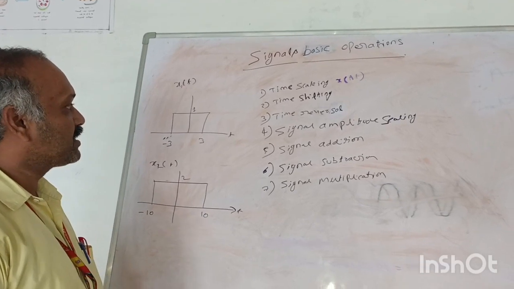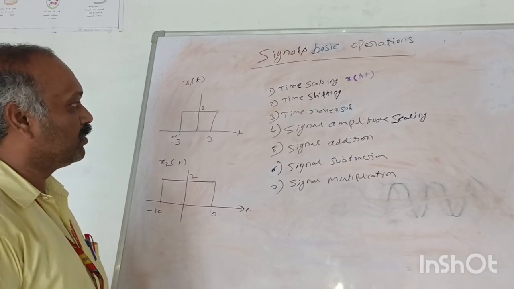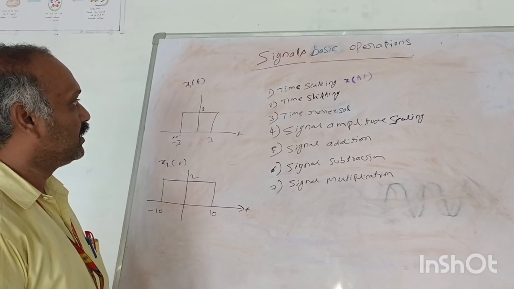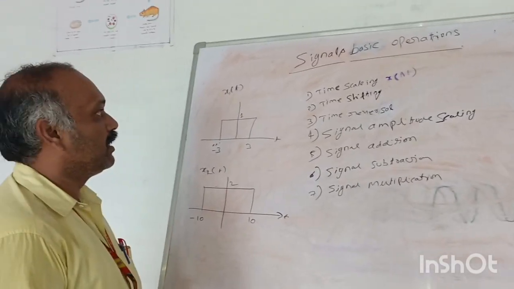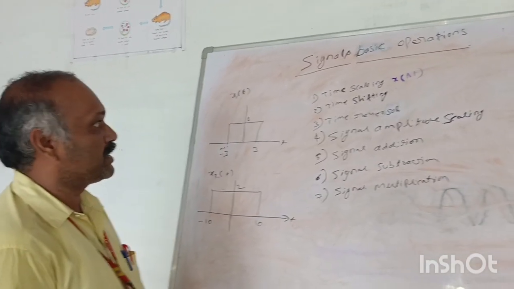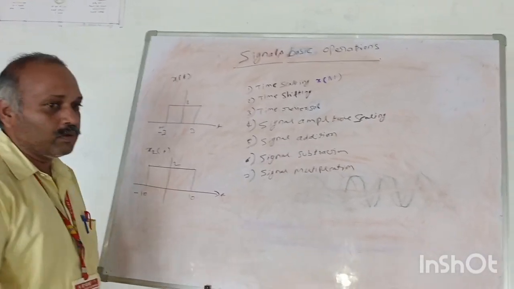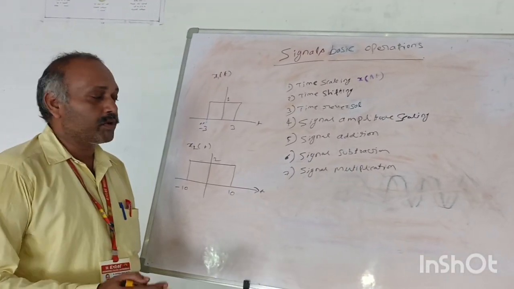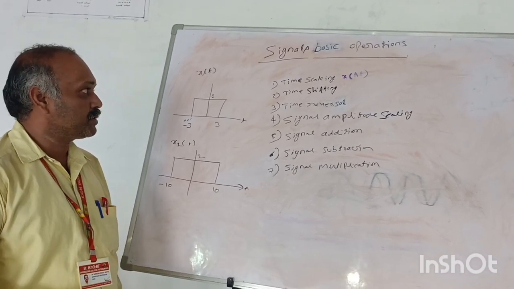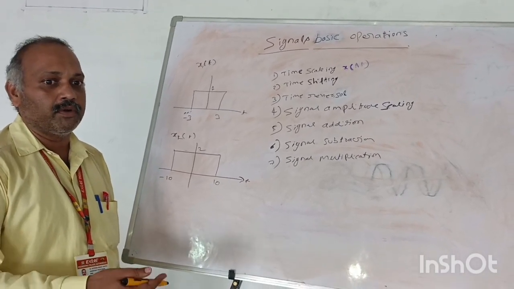In the previous class we studied the four basic fundamental signals. In this class we are going to see the basic operations on signals, that means what kind of operations we are going to do on the signals. Before doing the operations, first you should know the significance: what is the purpose of doing this?